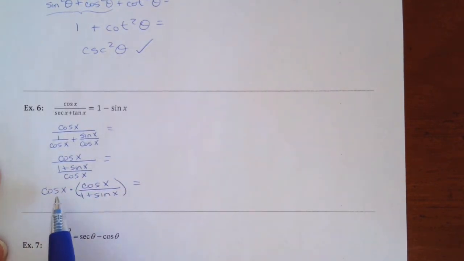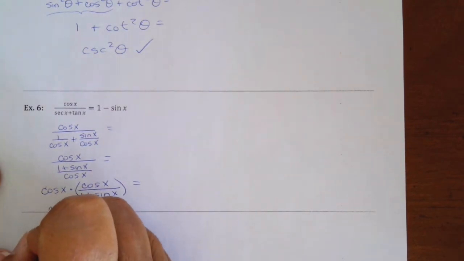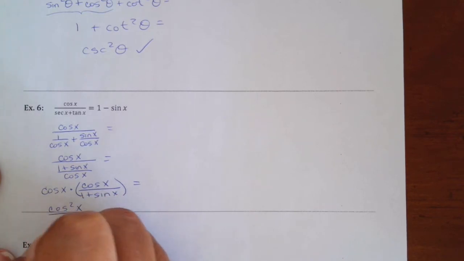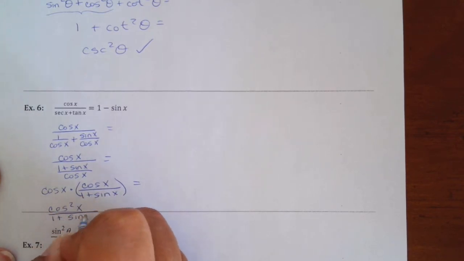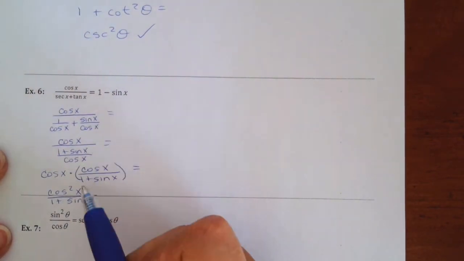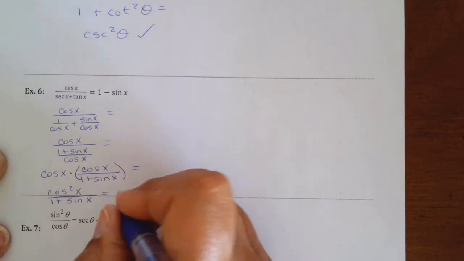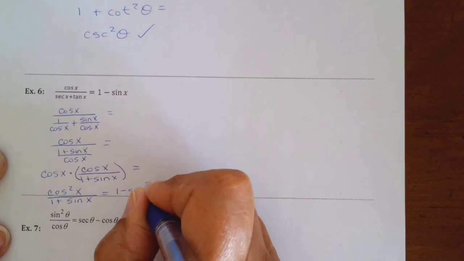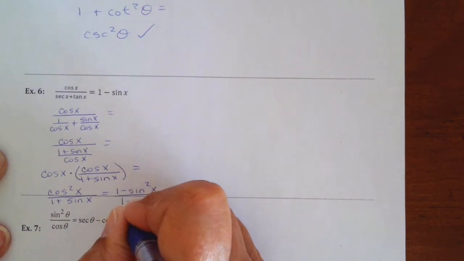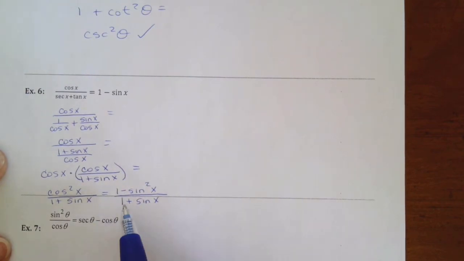Okay? So now I have cosine times cosine in the top, which is cosine squared over 1 plus sine of x. Okay? So I'm not there yet, but I do know that the cosine squared is a Pythagorean identity, which is 1 minus sine squared over 1 plus sine x. And now I can factor that. Again, when I see Pythagorean identities, I know I can factor when there's a minus in there, just like that x squared minus 4, right?